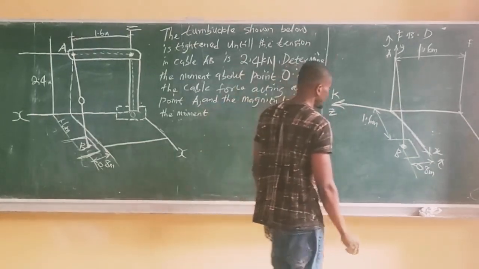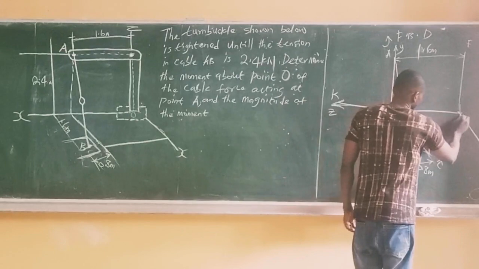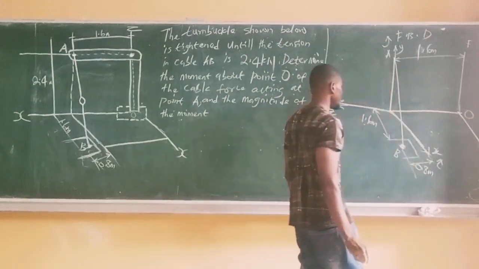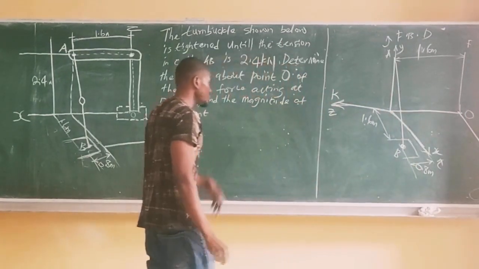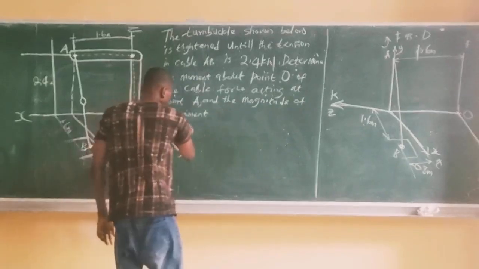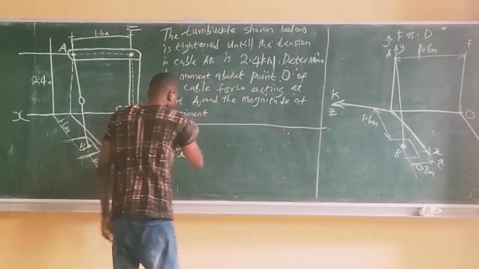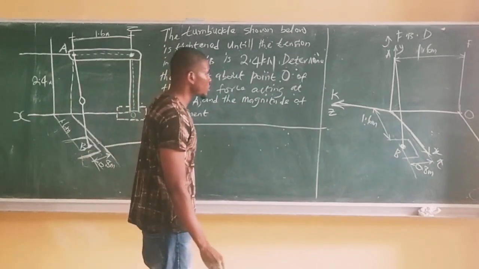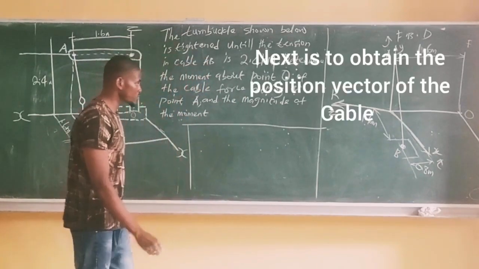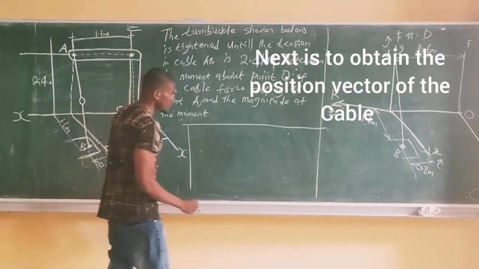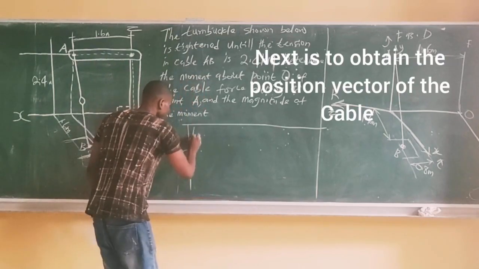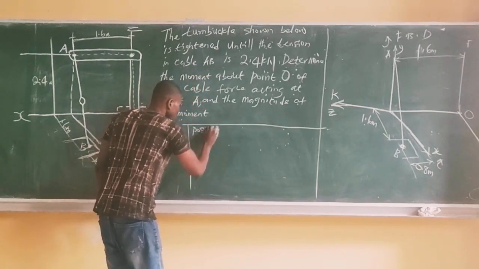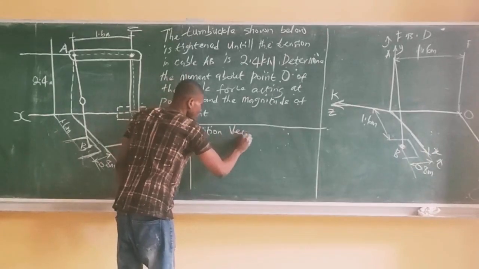Okay, so this is the point O, where we are taking our moment about point O. So this is the first thing we do: plot the free body diagram. Alright, so after obtaining the free body diagram, the next thing to do is to obtain the position vector of the cable.